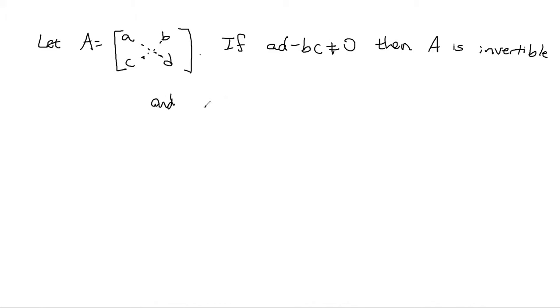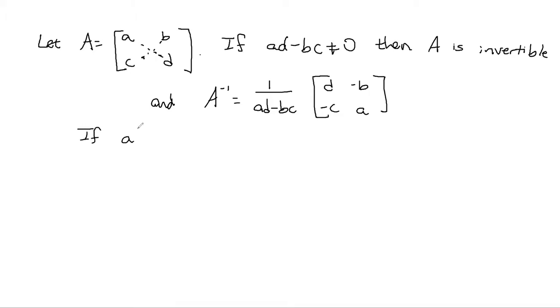And in fact, we can even find the inverse. A is invertible, and the inverse is going to equal 1 over that product that we just took, times a matrix where we switch the on-diagonal entries and negate the off-diagonal entries. So here's our formula for finding the inverse. On the other hand, if ad minus bc equals 0, then A isn't invertible.